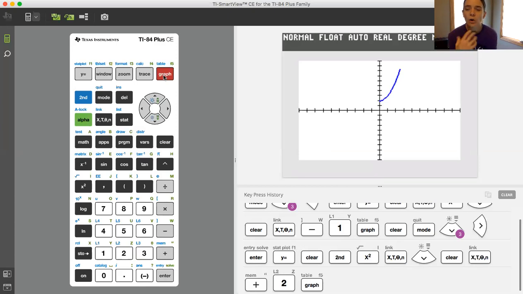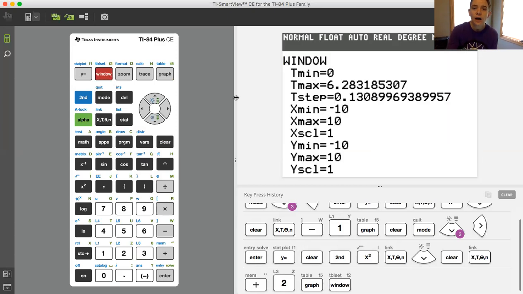Now as you play around with this, you're probably going to realize that it's not giving you your whole curve. If you go to window, it's automatically set for the t to begin at 0 and end at 2 pi. So if you were to graph something like our third example, it would not be showing you everything because t is starting at 0. So you may want to change the window to see all of the curve for problems like number 3.